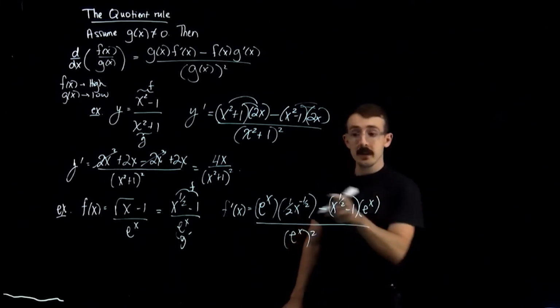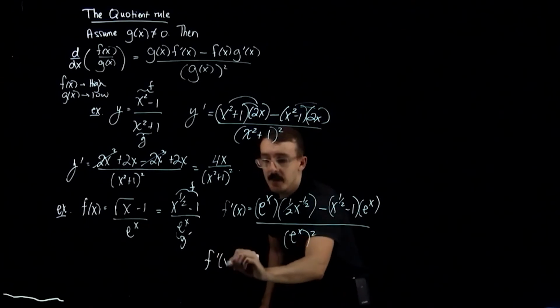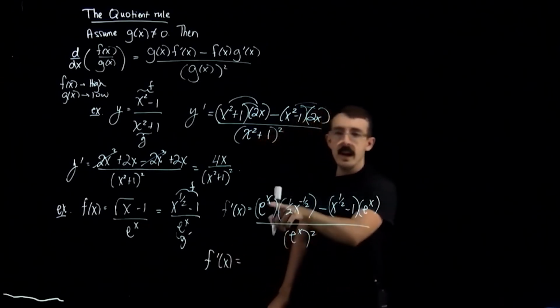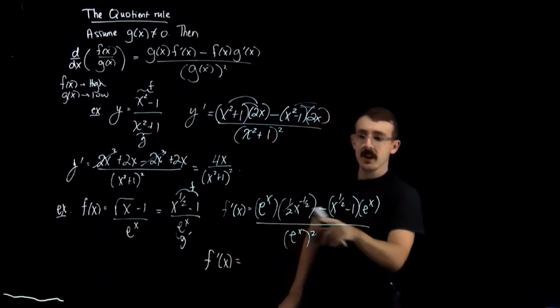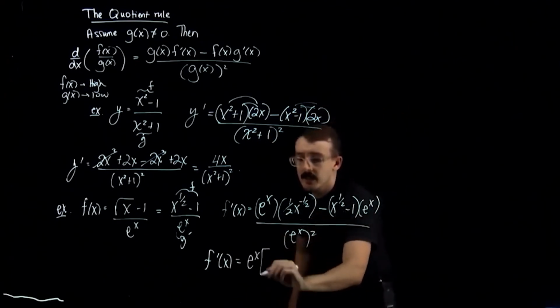So one thing I do notice with this, to be able to clean it up, is we could say f prime of x is, and they both have an e to the x in common, this term and this term. So I could bring e to the x out.